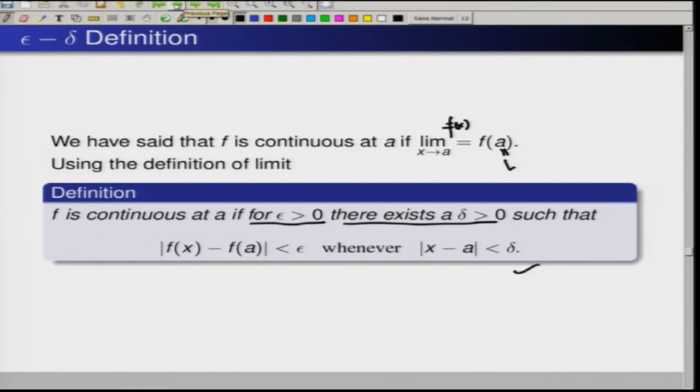Okay. So, this is just the limit L, we are not doing anything other than that. We have studied this definition, and here the L has to be f of a, that is what it is.